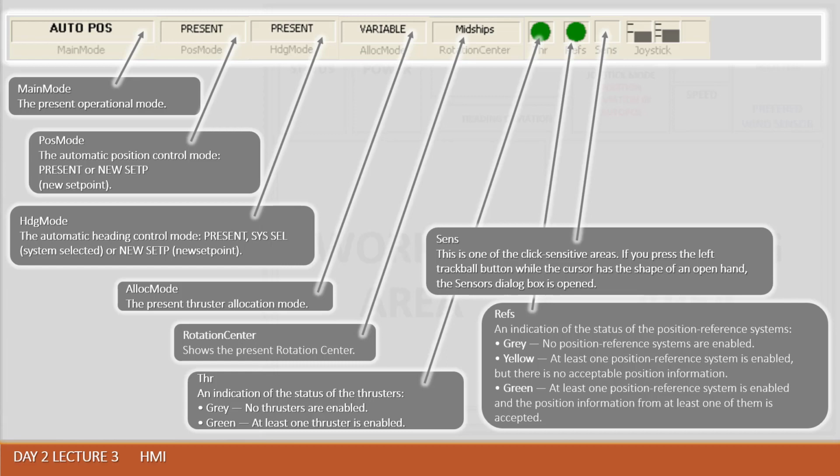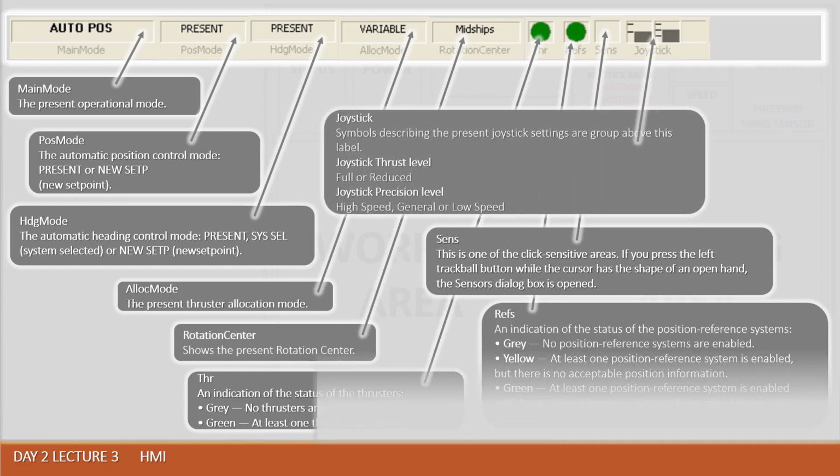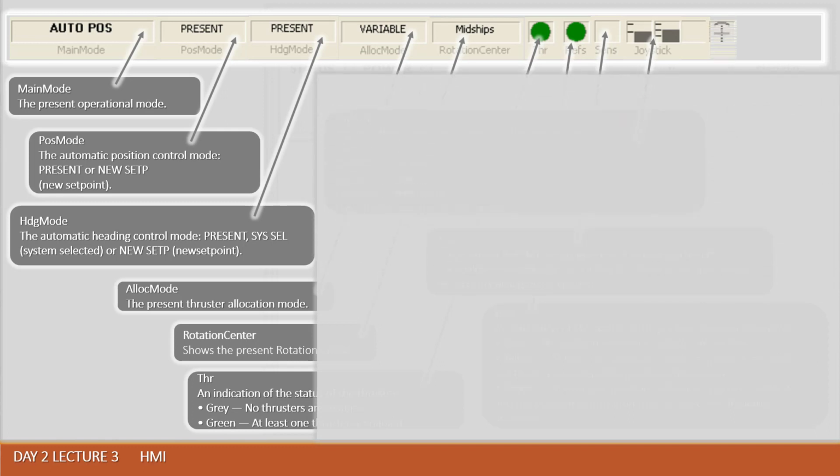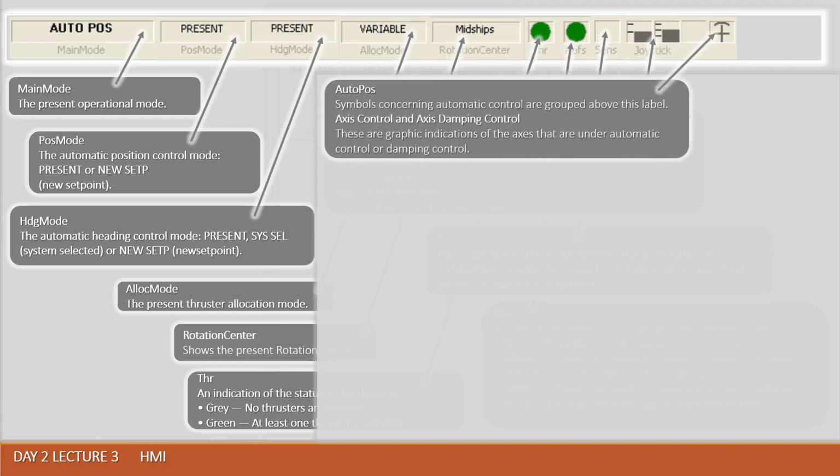Pay attention please. When the vessel stays in auto position, in this area, symbols concerning automatic control are grouped above this label. Axis control and axis damping control. These are graphic indicators of the axes that are under automatic control or damping control. For example, right now we see that in front of the operator we have the bow of the vessel, and the arc shows you that yaw is taken under automatic DP control, and the cross shows you that axes surge and sway are in auto DP control.